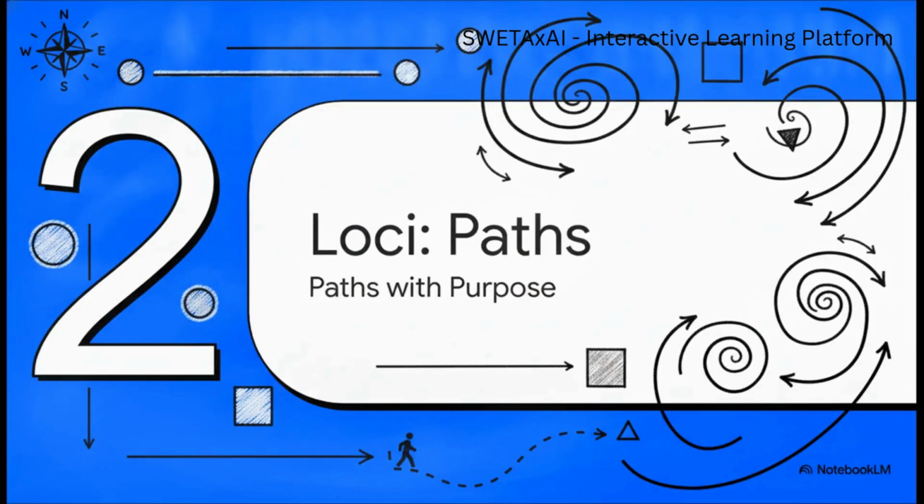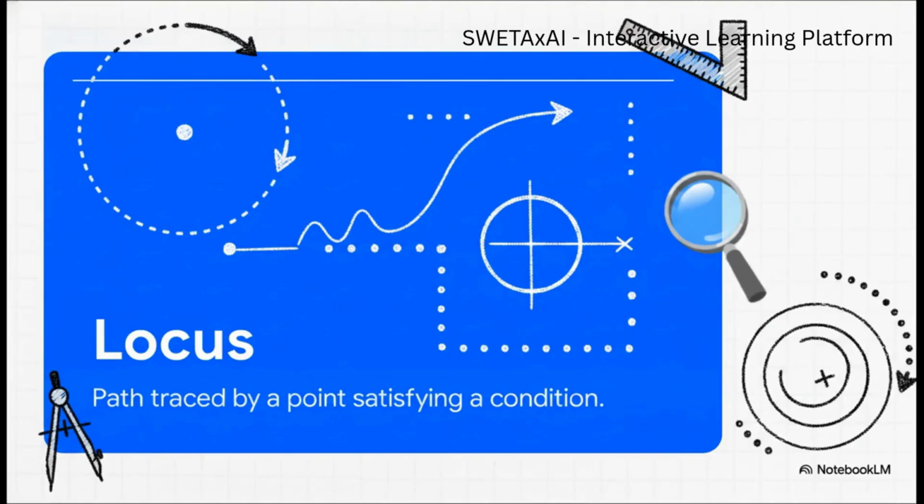Moving right along to Section 2, Loci, Paths with Purpose. Okay, the key shift in thinking here is that a locus, which is the singular form of loci, by the way, isn't just a single isolated spot on a page. Nope, it is an entire continuous path. It's a path traced by a point that is obediently following a strict mathematical condition. It represents all the possible points that satisfy that one specific rule. Basically, it's geometry in motion.